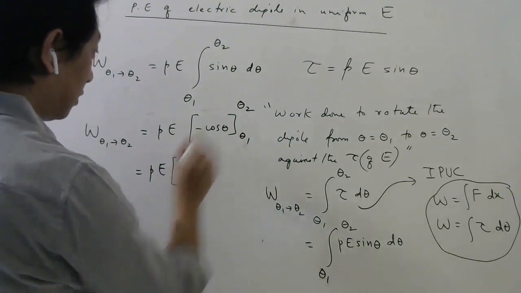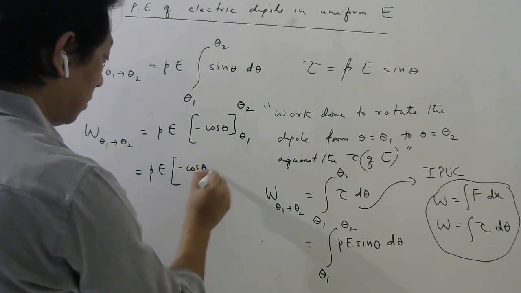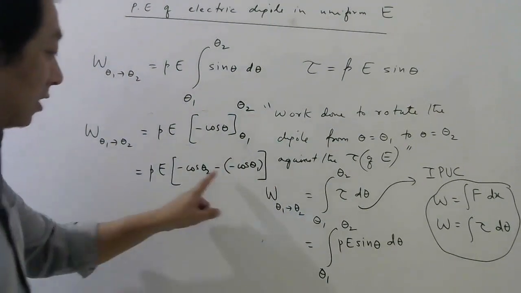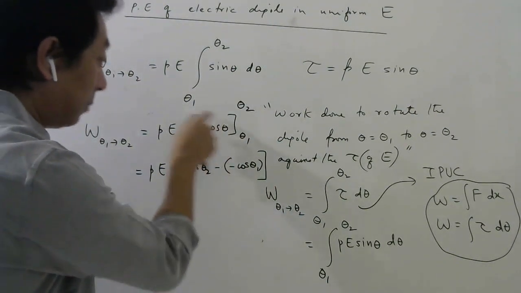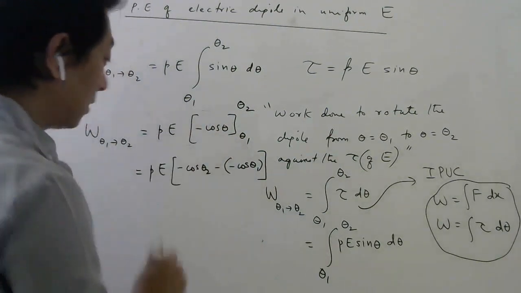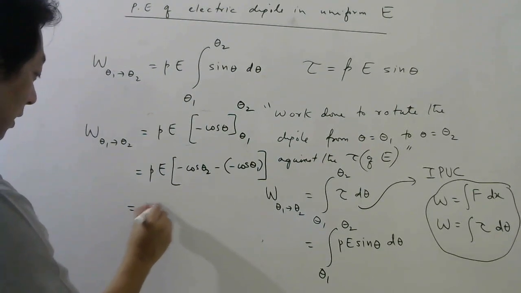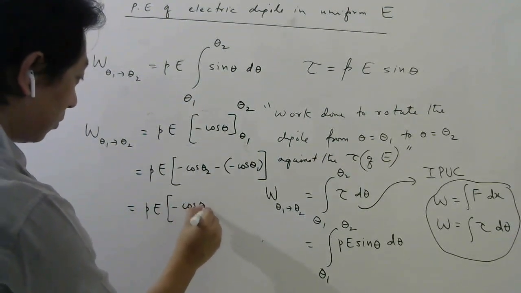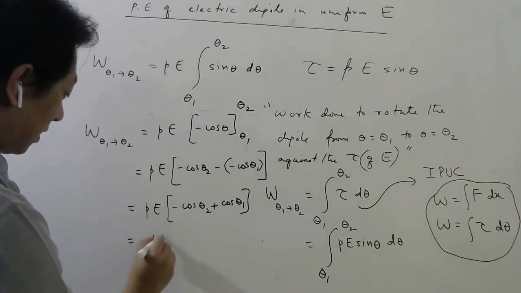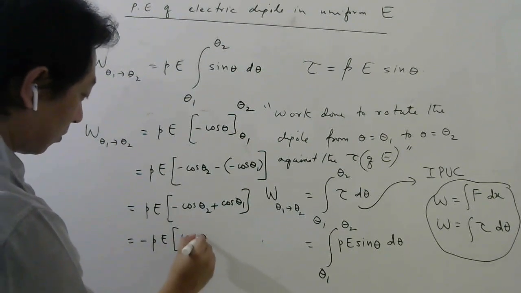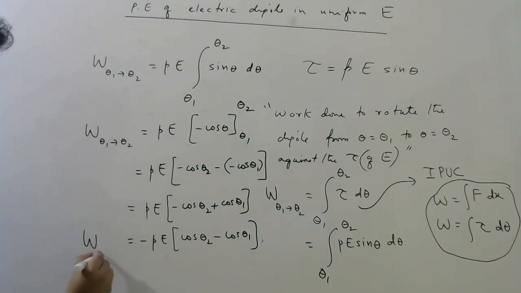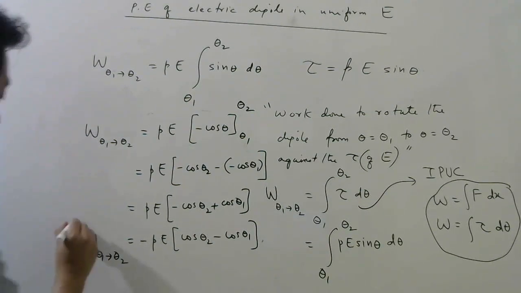So let us put the upper limit: minus cos theta 2, minus, put the lower limit: minus cos theta 1. Right, students? This minus is from the formula. Whenever you put the upper limit in the function, then you have to put the minus sign, then you have to put the lower limit in this function. So finally I can write this as PE times minus cos theta 2 minus minus plus cos theta 1. You can also write this as minus PE times cos theta 2 minus cos theta 1. So this is the work done to rotate a dipole from theta 1 to theta 2.